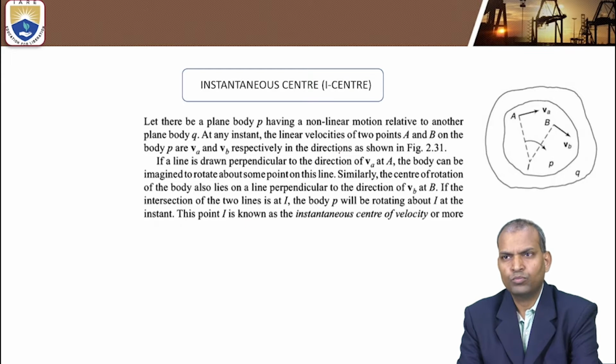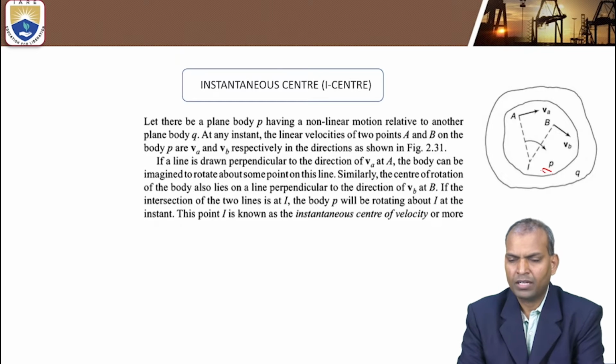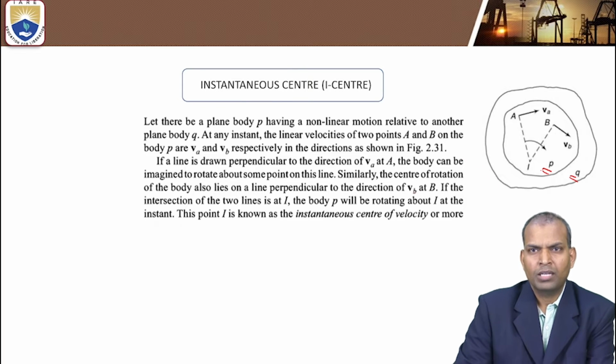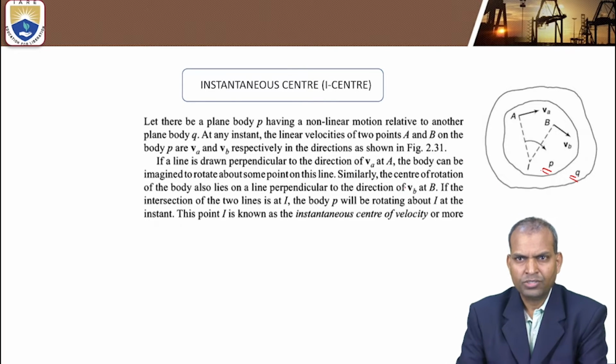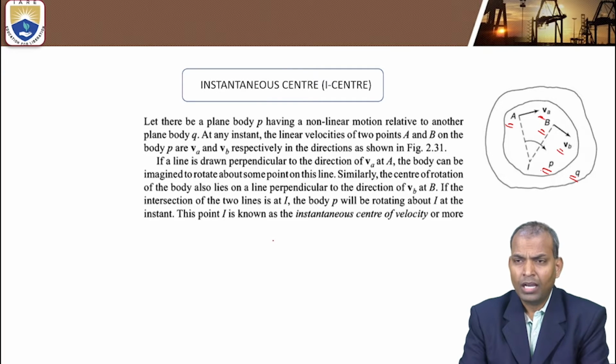Consider this figure. There are two bodies, body P and body Q. P is having a non-linear relative motion to another plane body, Q. At any instant, the linear velocities of two points A and B on the body P are VA and VB, having directions as shown in the figure.